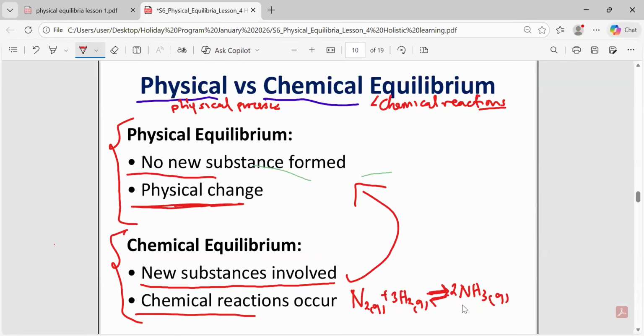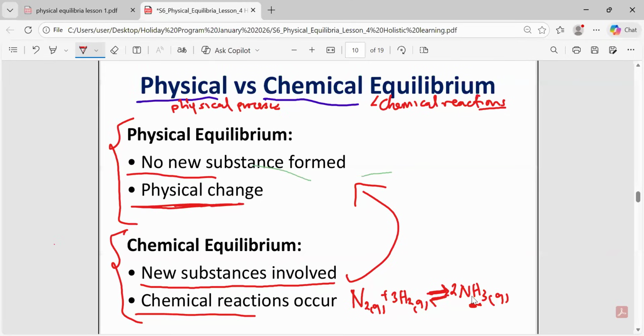So we see here a new substance is being formed, which is ammonia. And ammonia has bonds that are completely different from nitrogen and different from hydrogen. So a new substance is formed, but when you look at this, you find out that the ammonia which is being produced can form back the reactants, nitrogen and hydrogen. Nitrogen and hydrogen can still combine to form our product, which is ammonia.